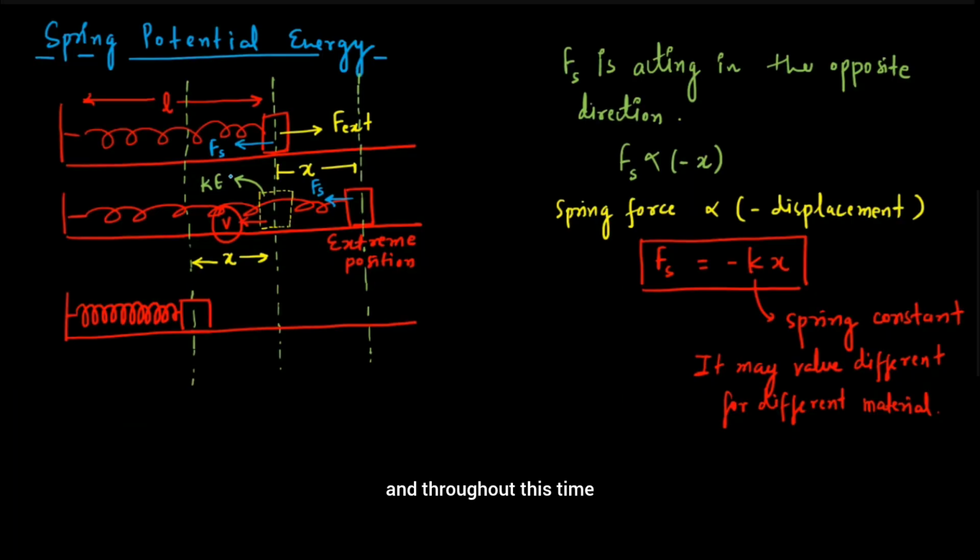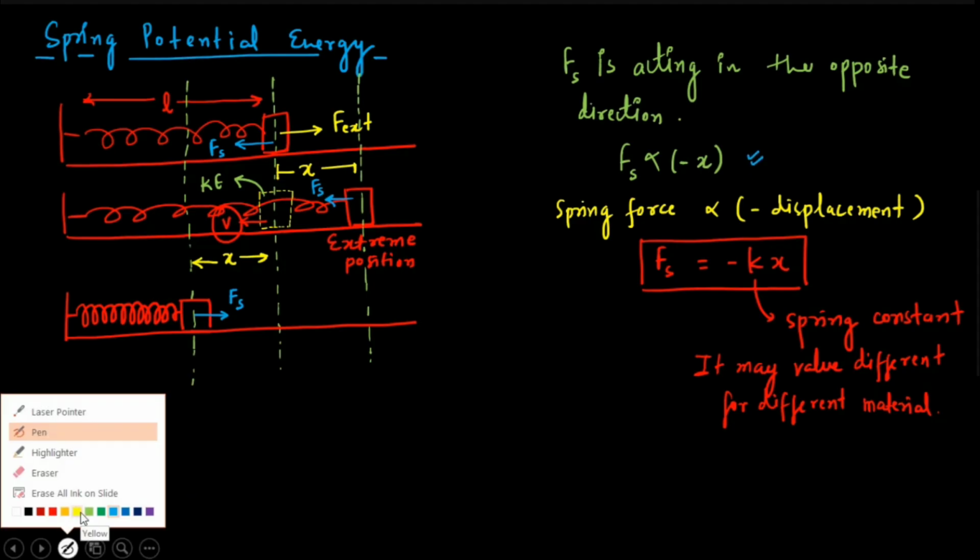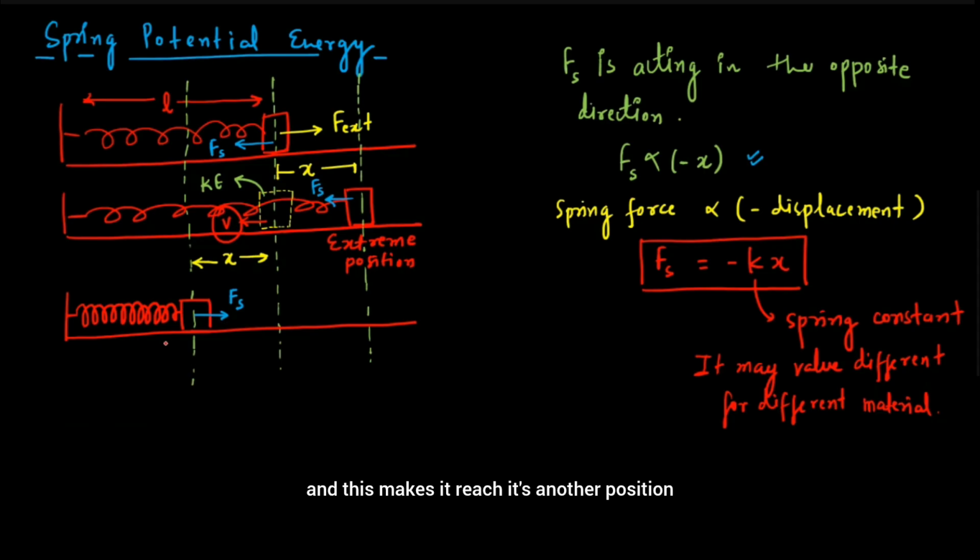And throughout this time when the spring is compressing, the spring force must be acting in the opposite direction of displacement once again. That is the reason why we observe that spring force is directly proportional to negative displacement, and this makes it reach another position, which is called the extreme position.